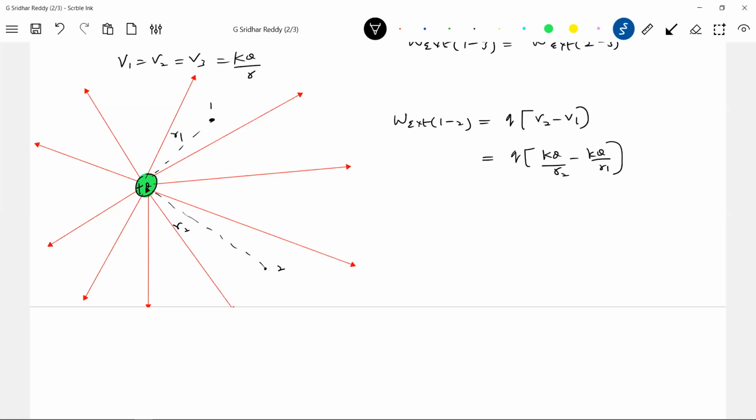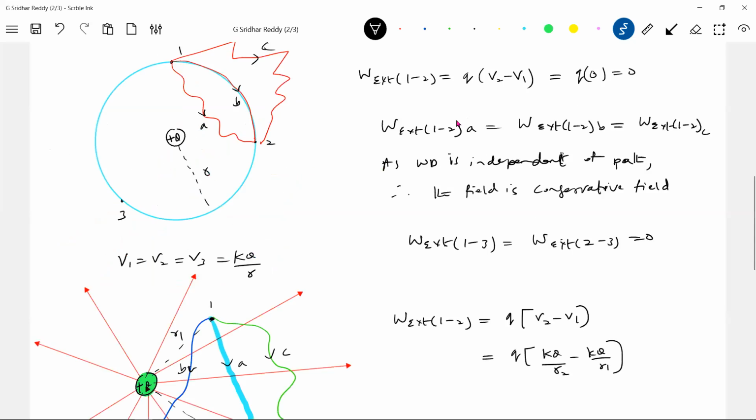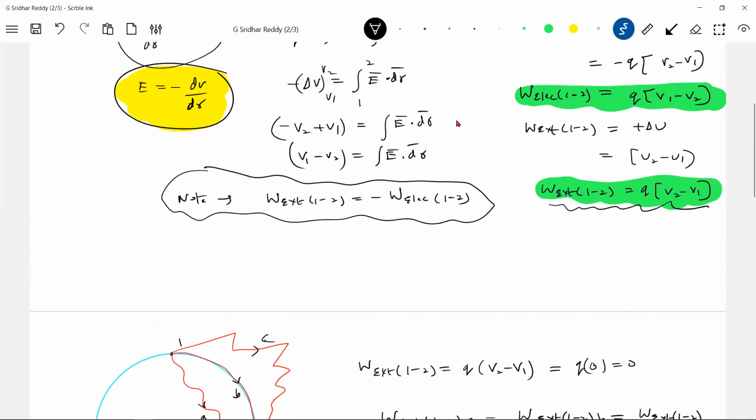How is the path? Any path. He can pick up whichever path he likes. So there's one path, he may go straight. He may take some path like this. He may go and come back. So in any path, this much of work he should do, by the external agent. Please try to follow the formula. Work done by external agent.